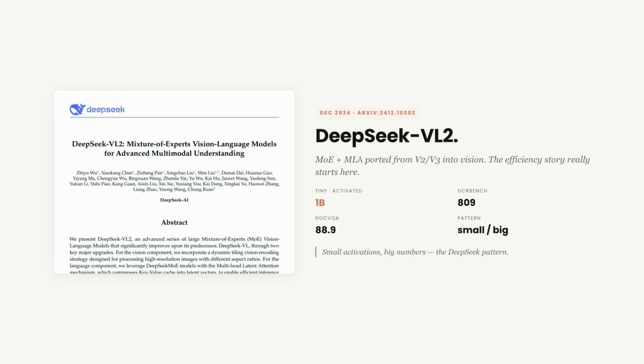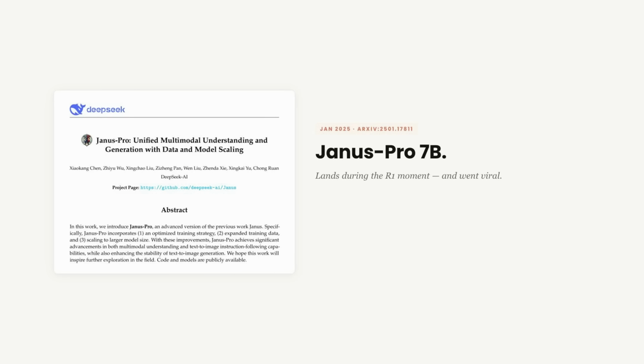Then in January 2025, they released Janus Pro 7B. Now, this one went viral because it landed during the R1 moment. And it had some really awesome eval numbers. On GenEval, it was 80%, beating DALL-E 3. And the main thing was that you could run this model on a single consumer GPU.